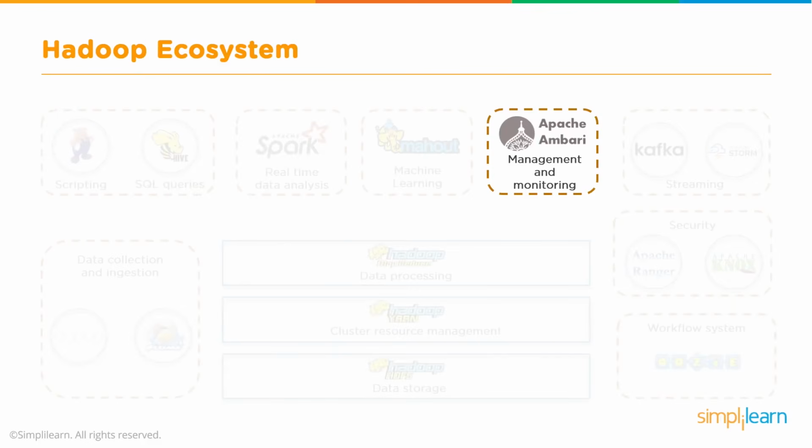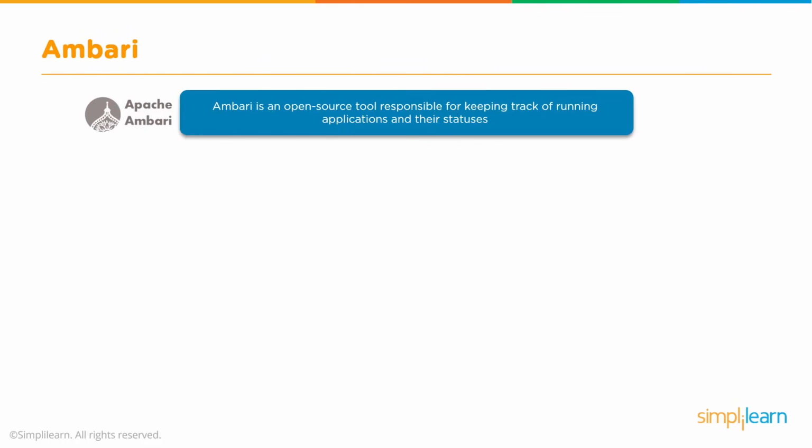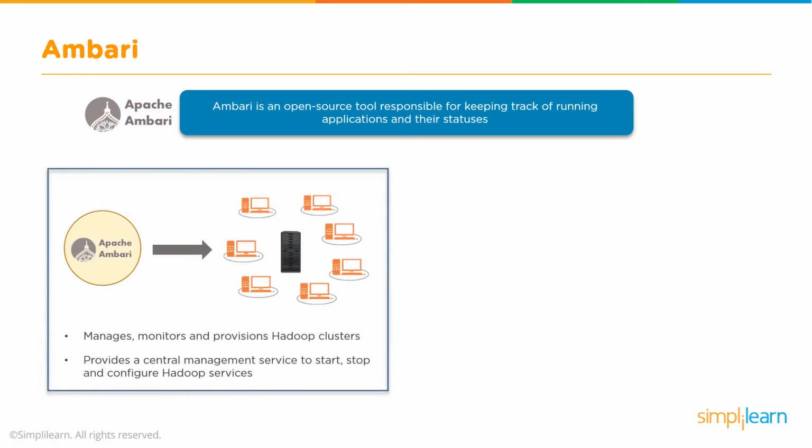So this brings us to the next tool, which is Apache Ambari. Ambari is an open source tool responsible for keeping track of running applications and their statuses. Think of this as like a traffic cop, more like a security guard. You can open it up and see what's going on.